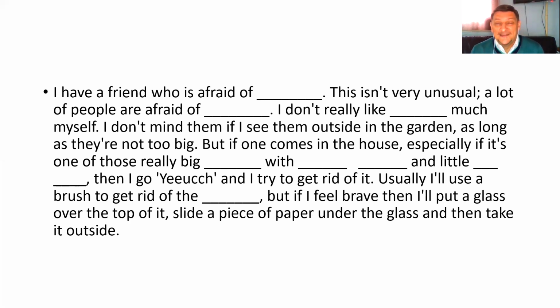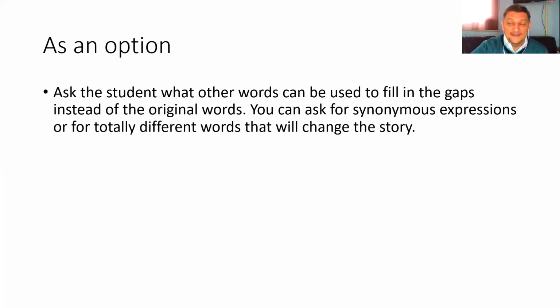Okay, what is missing now in this sentence, especially if it's one of those really big legs? Really big spiders with what? Legs were there somewhere, that's true. With fur legs. Furry legs. Furry legs, that's right, and little red eyes. Red eyes, that's right. So basically, that's how you go on playing this game.